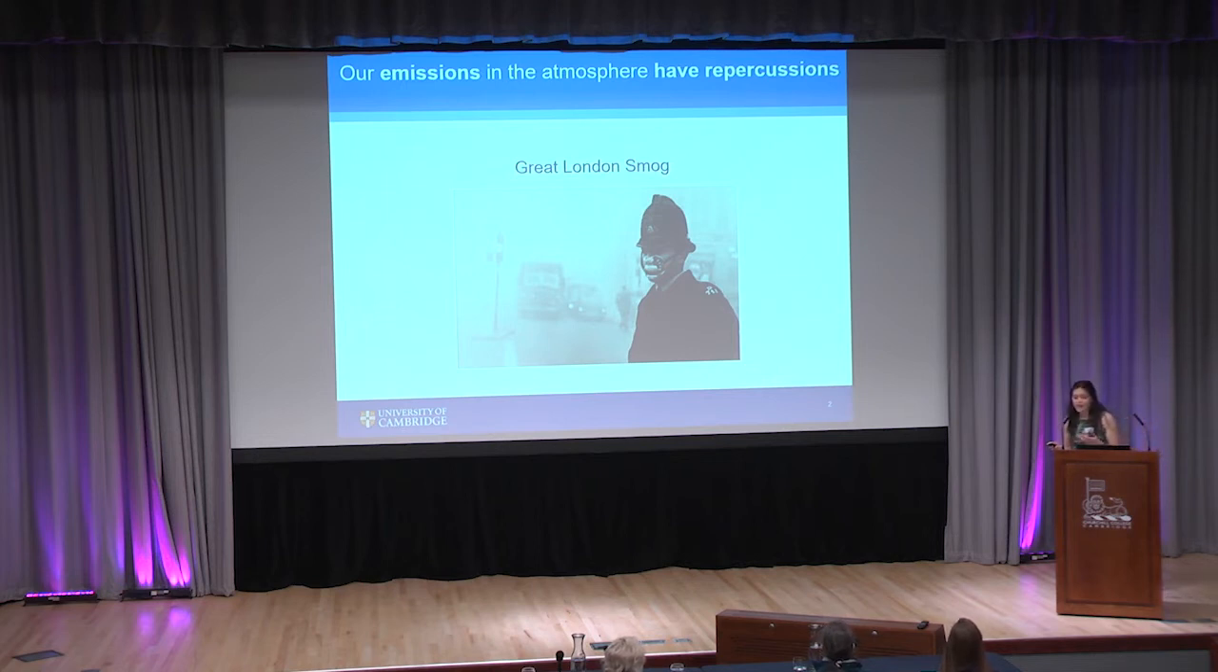The emissions that we have in our skies have repercussions. In this case, it was to do with the burning of coal, combined with some unfortunate weather conditions. You might have heard of the CO2 in the atmosphere causing global warming, or we have the chlorofluorocarbons, or refrigerants, causing a hole in the ozone layer. So if our emissions have repercussions, how can we predict and find what the impact of emissions would be before we actually put them into our skies?